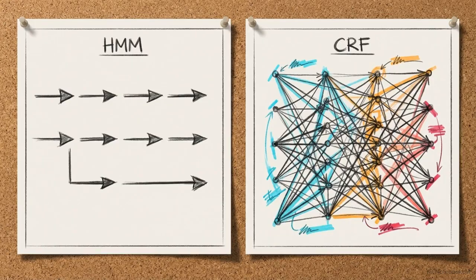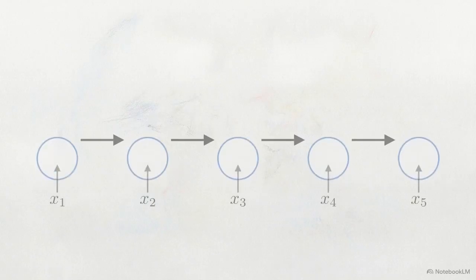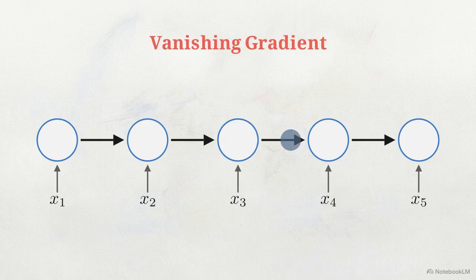Engineers initially tackled sequence labeling using generative models like hidden Markov models, before advancing to discriminative approaches like conditional random fields. The shift to deep learning introduced recurrent neural networks, which process temporal sequences by passing a hidden state from one word to the next. Standard RNNs face the vanishing gradient problem. As signals pass through the chain, they mathematically fade toward zero before the sentence ends, causing the model to lose the memory of early words.